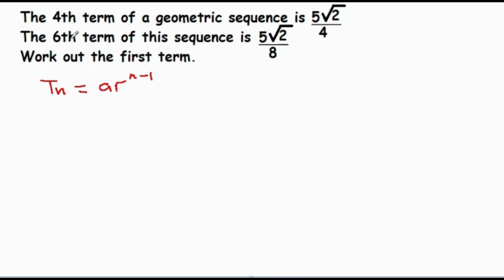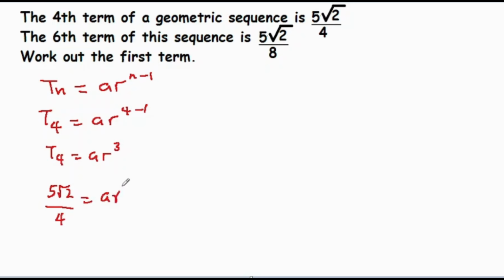In the question, we are given the fourth term to be 5 root 2 divided by 4. The fourth term, that's n, is equal to 4. That will be T4 equals ar to the power of 4 minus 1. So T4, that's ar raised to power 3. So our T4, 5 root 2 divided by 4, is equal to ar raised to power 3. So we can take this to be equation 1.